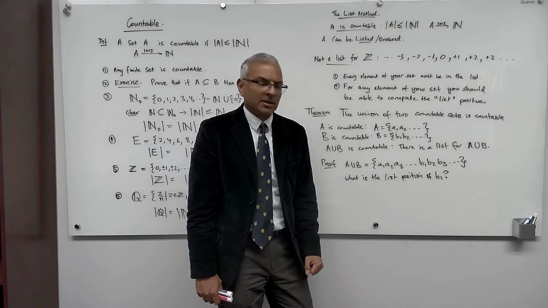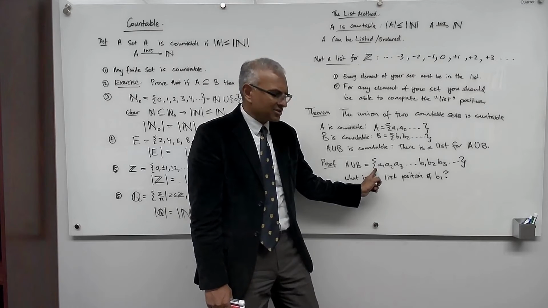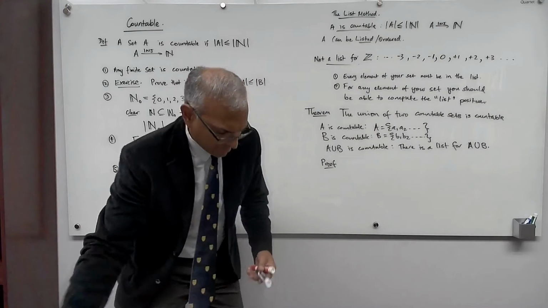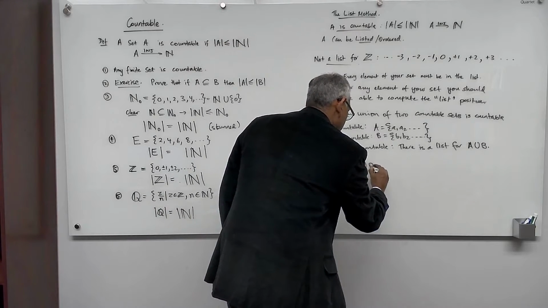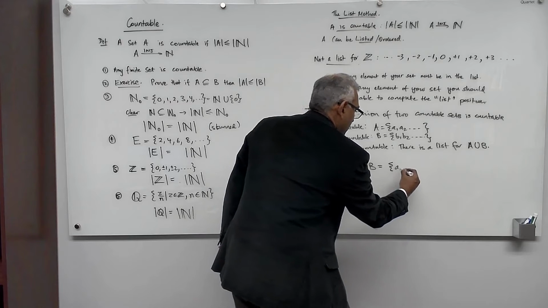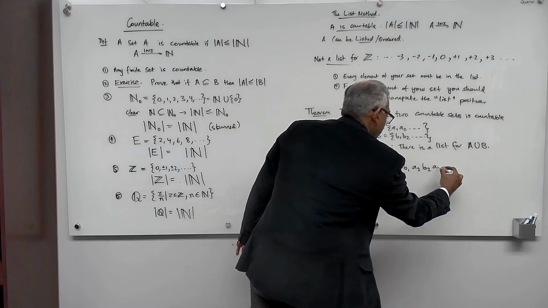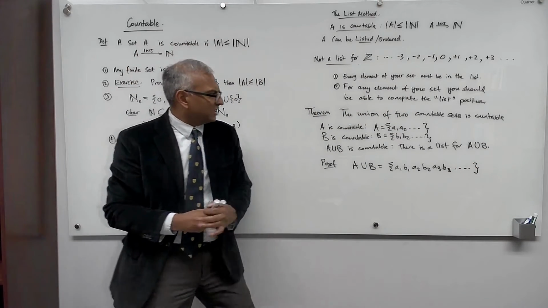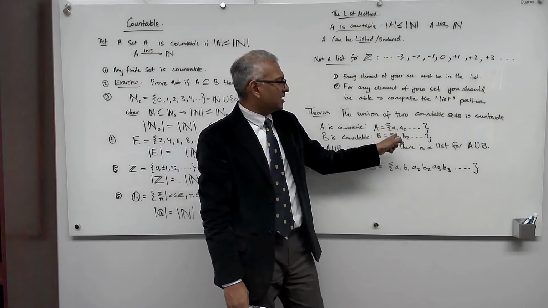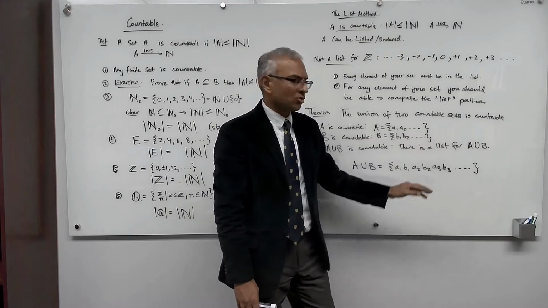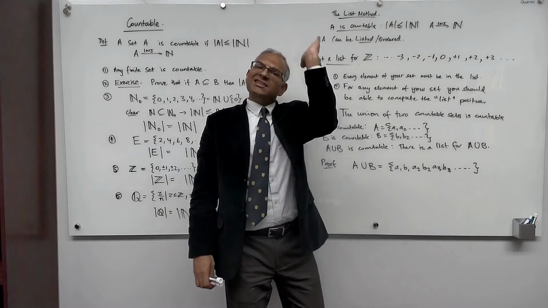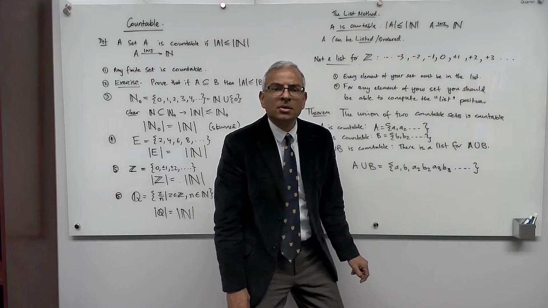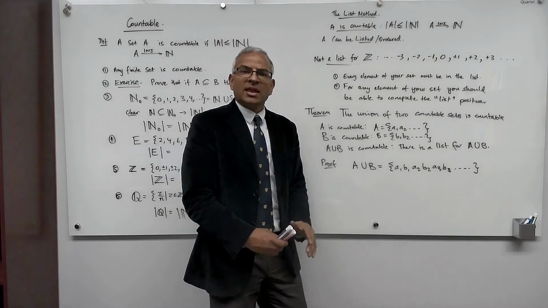Okay. So this is not a valid list, but there's an easy fix. I'll give you a valid list. Here is a valid list. A union B is equal to A1, B1, A2, B2, A3, B3, and so on. Interleave the lists of A and B. Start with A, then B, then A, then B, and so on. This list is valid. At least on a superficial level, we can demonstrate the pattern. But now, you should be able to compute the list position of any A or any B.